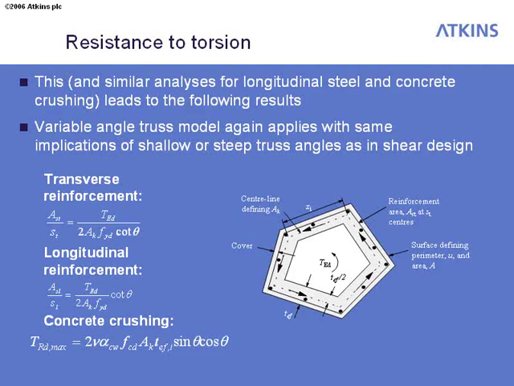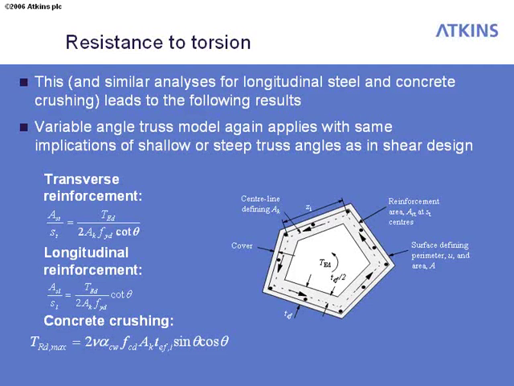And when we change the theta angle, we have the same effect as we have for shear. So for the transverse reinforcement, you'll see cot theta is on the bottom. That means if we go for 45 degrees, then cot theta is 1. If we go for 21.8 degrees, then cot theta is 2.5, and therefore we'll end up with 2.5 times less torsional reinforcement if we go for the flat truss angle.